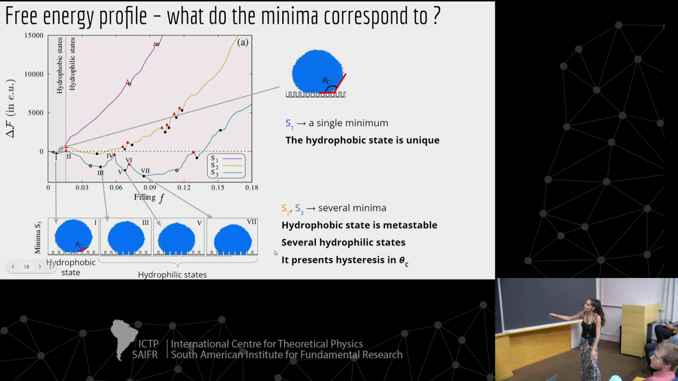And for the other geometry, the hydrophobic state is still present, but now a metastable state. And then you have several hydrophilic states. Some of them are again metastable because they are the local minimum. And then you have one which is the global minimum. And then you see that this type of surface has the metastability of the contact angle, and it presents a hysteresis of the contact angle.